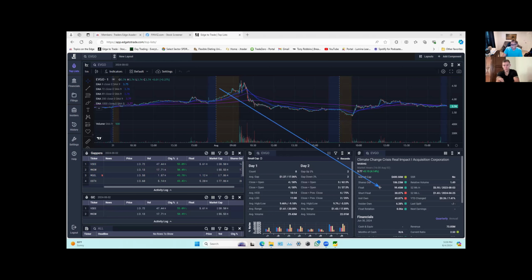Because yeah, it's got good float. It's got a million float. I like that. But I don't like the short float. What the short float means is that there's a lot of people, like hedge funds, big money, that are short in the stock. Do you remember GameStop? The whole thing about GameStop?